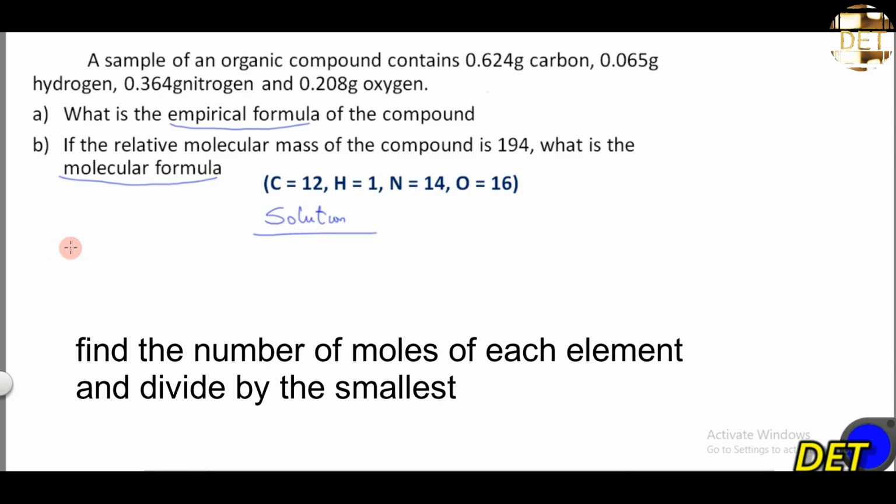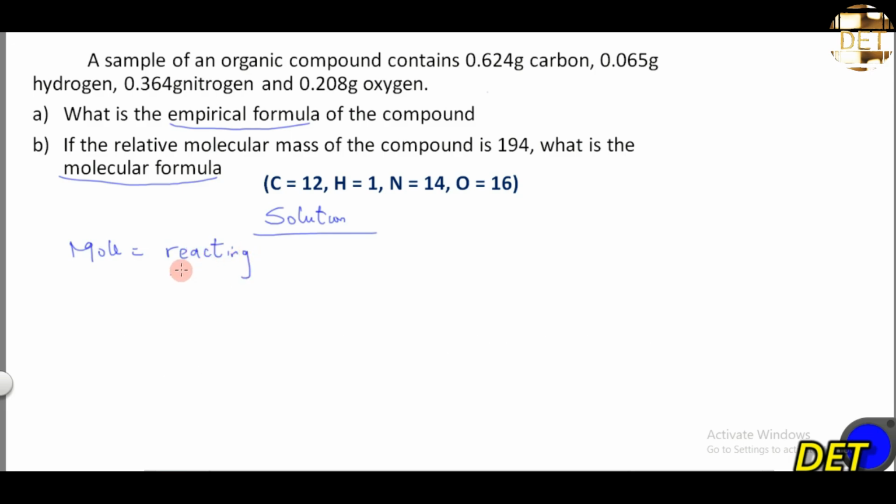So we know that mole is equal to reacting mass over molar mass, right? That's the formula for mole. Reacting mass over molar mass.